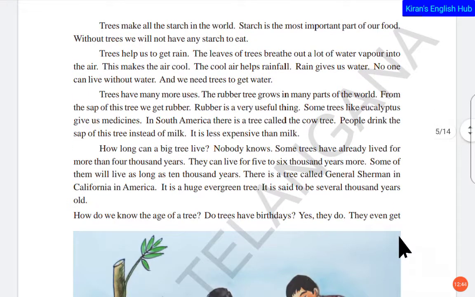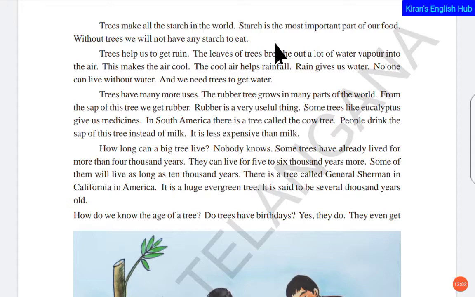Okay, next, trees make all the starch in the world. Starch is the most important part of our food. Without trees, we will not have any starch to eat. Okay, the starch in Telugu we call pindi padardam. Pindi padardam in the sense not just wheat flour and all. Whatever food that we get from the trees is called starch.